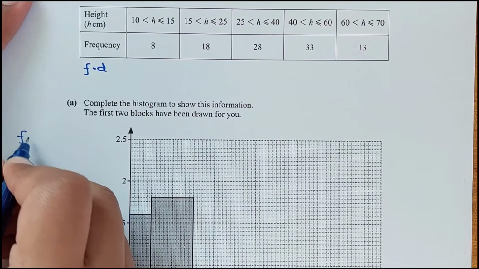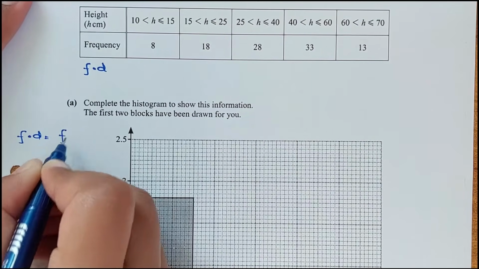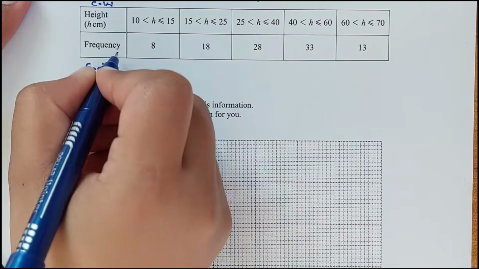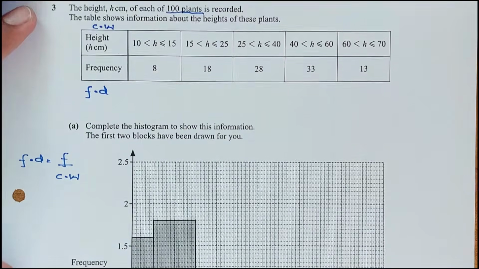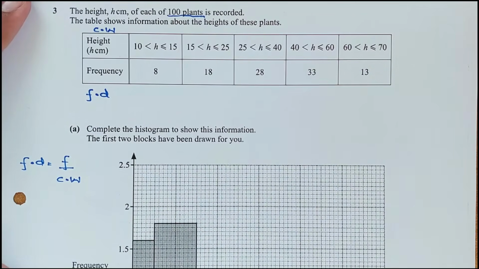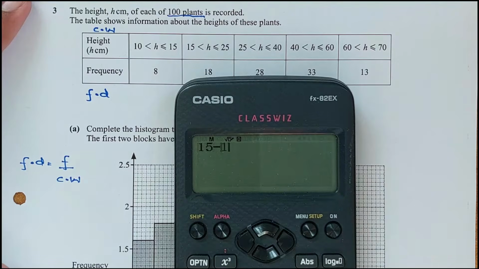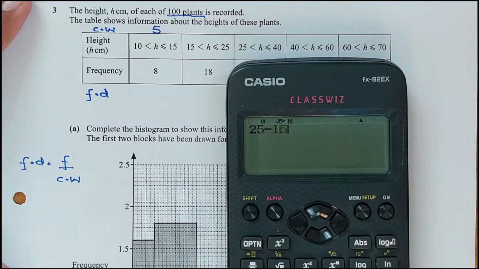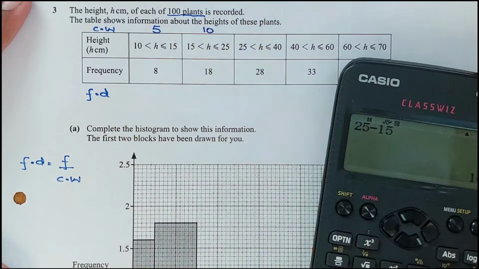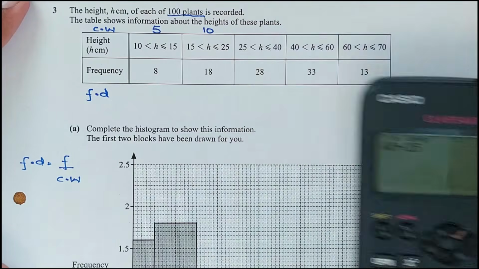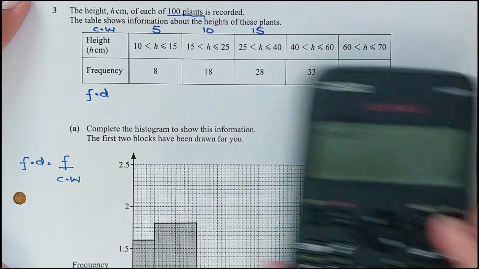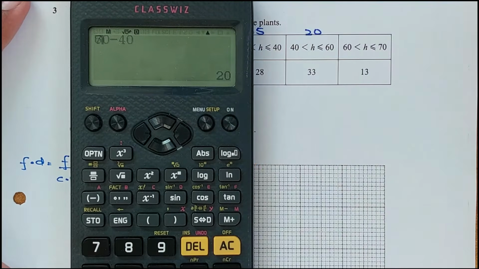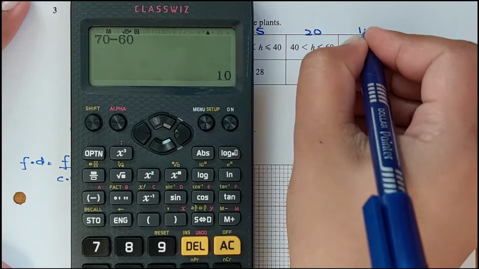Okay, so the frequency density is basically frequency divided by the class width. So we need to calculate the class width. This is the frequency. So class width is the difference between the interval bounds, right? The difference between 15 and 10 is 5. 25 minus 15 is 10. 40 minus 25 is 15. 60 minus 40 is 20. And 70 minus 60 is 10.